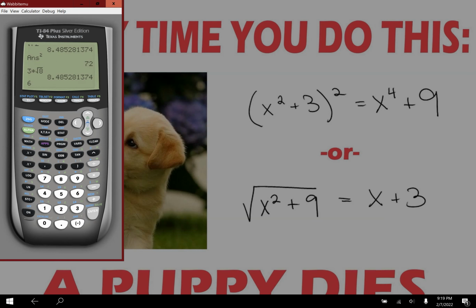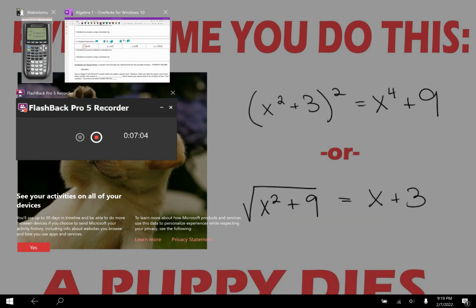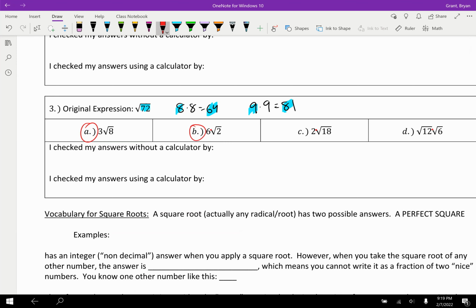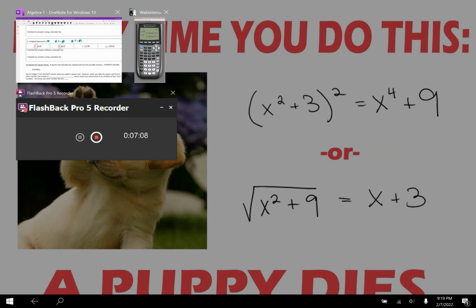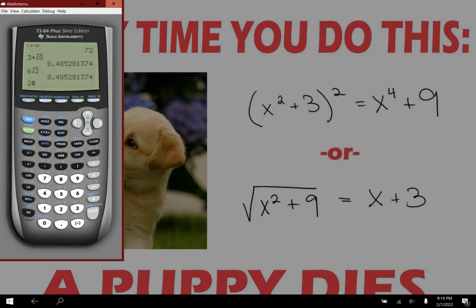So we have 6, and I don't even think I need to put the multiplication here. 6 square roots of 2. Oh, that's an answer as well. Well, that's exciting. Okay, these first two. Well, the third can't possibly be an answer. 2 square roots of 18. That looks so different. 2 square roots of 18. Ah, that's an answer as well.